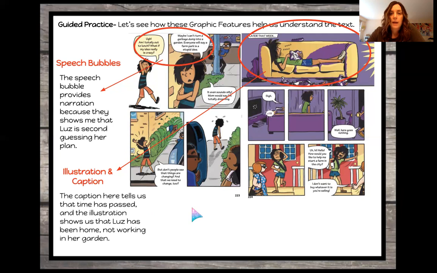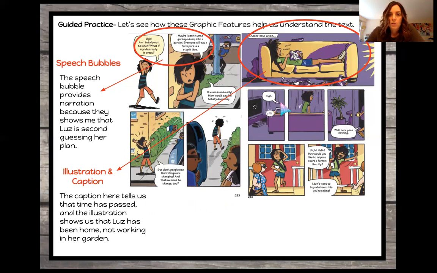And in this example, the caption here tells us that time has passed. It says later that week. And the illustration shows us that Luz has been home and not working in her garden. So it looks like she is feeling defeated and she decided that her idea was crazy. She's not working on it. And now I'm going to keep reading.